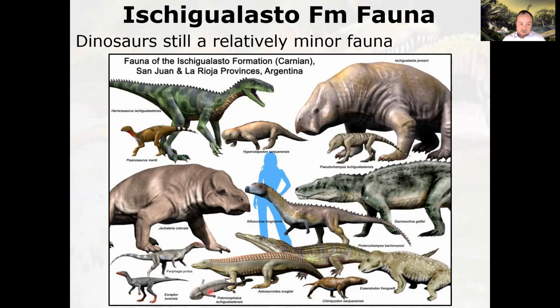And then we have some amphibians. We've got some very basal dinosaurs though. So dinosaurs are starting to show up here. So we've got Eoraptor, the basal sauropod. So again, when we think of sauropods, we think of the big four-legged sauropods.